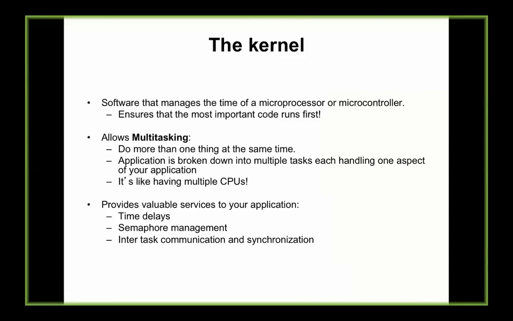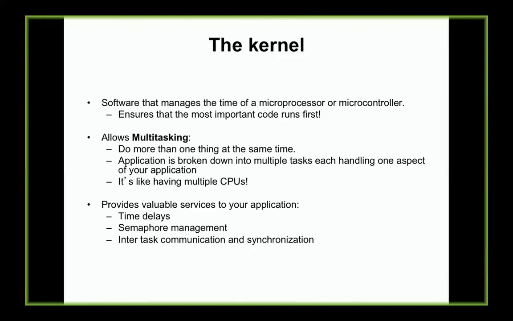Now let's look at the real-time OS. The most important thing inside is the kernel. The kernel is a system software that manages the time of a microprocessor or controller, typically the ticks. It ensures that the most important code or program runs first and allows multitasking. It does a lot of things at the same time. It doesn't really do that, but it gives you a feeling that all things are running together. The application is broken into different tasks, so it's easy to maintain, and it gives a feeling that you have more than one CPU involved.